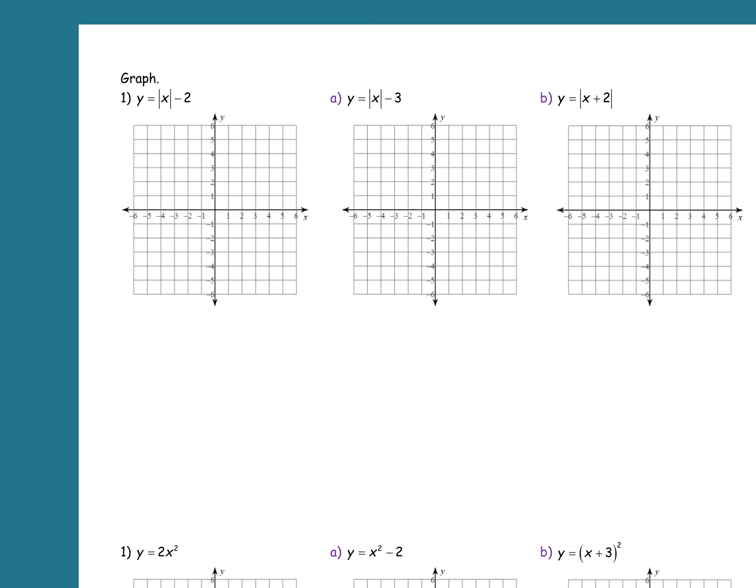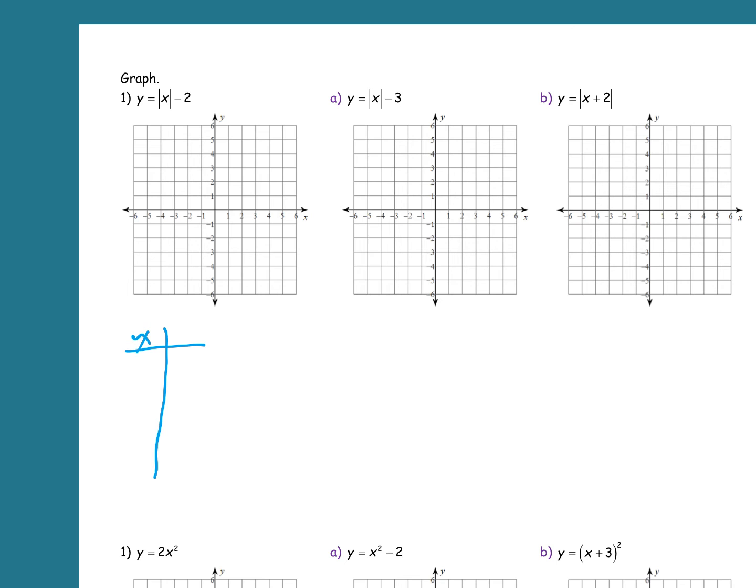So, I'm just going to graph it using a table. Okay? And just pick values for x. How do I pick values for x? Just pick them. It doesn't matter what value you use. You should probably choose a value that's on your graph, though.